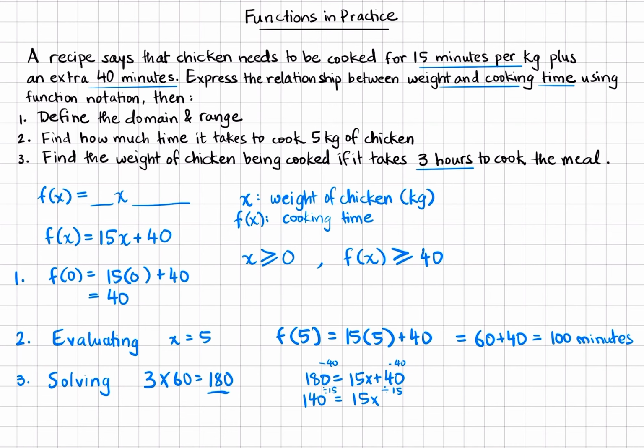Okay, so very quickly on your calculator, you can do that. 140 divided by 15. We get 9 1/3 equals x. So we just found out that for 3 hours of cooking, that's 9 1/3 kilograms of chicken. So we just solved the function for f of x equals 180, or 3 hours.